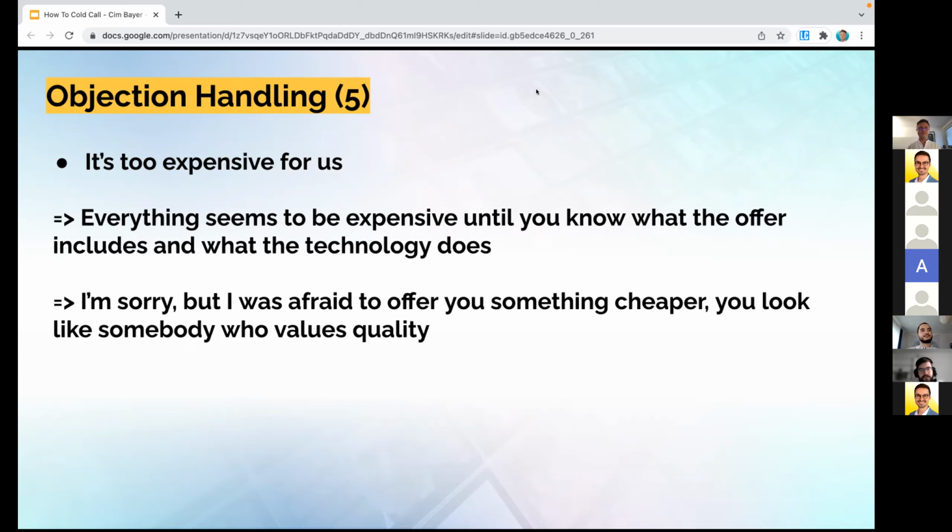Yeah, I also agree with you. And I think when you say it's too expensive, maybe they don't know yet what the offer includes. So maybe it's also somehow an information gap. And then you have to elaborate on it again and show them your value, I would say.